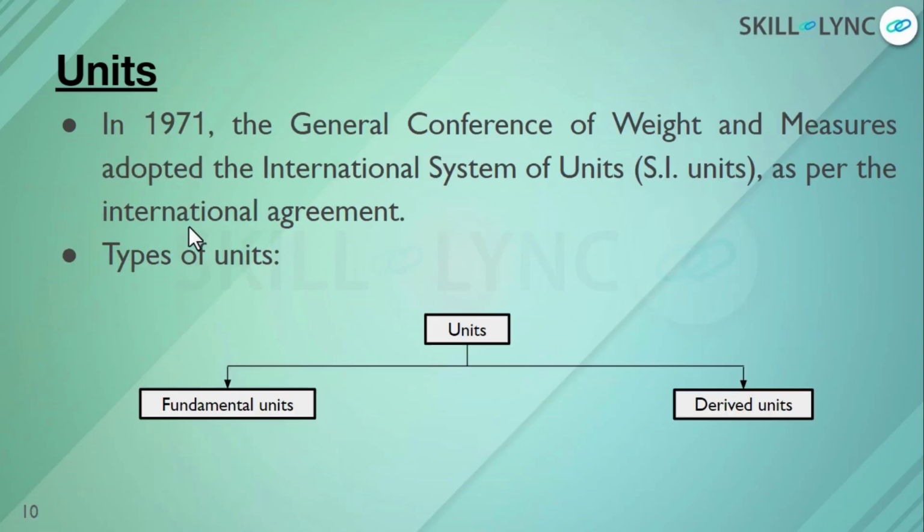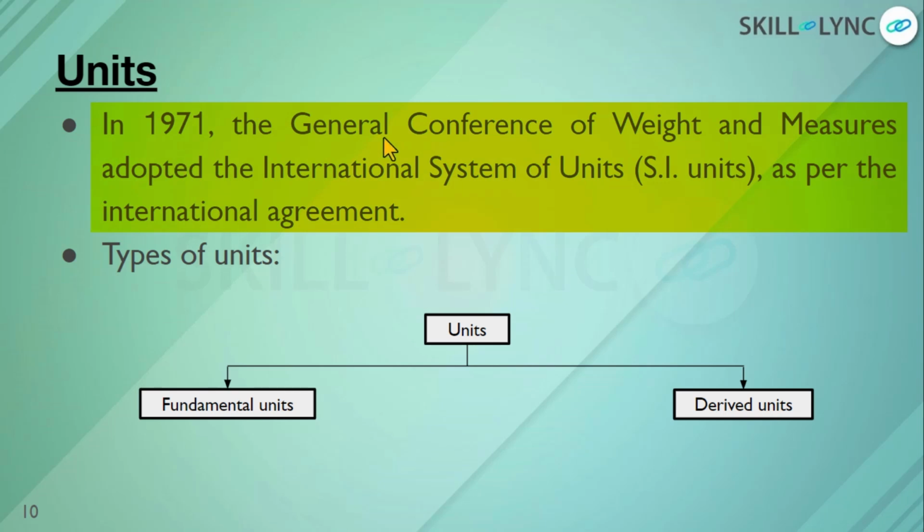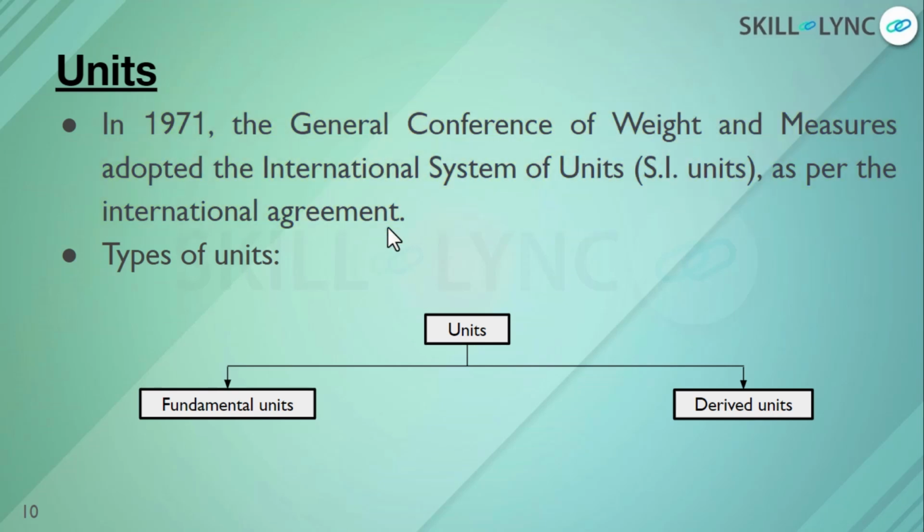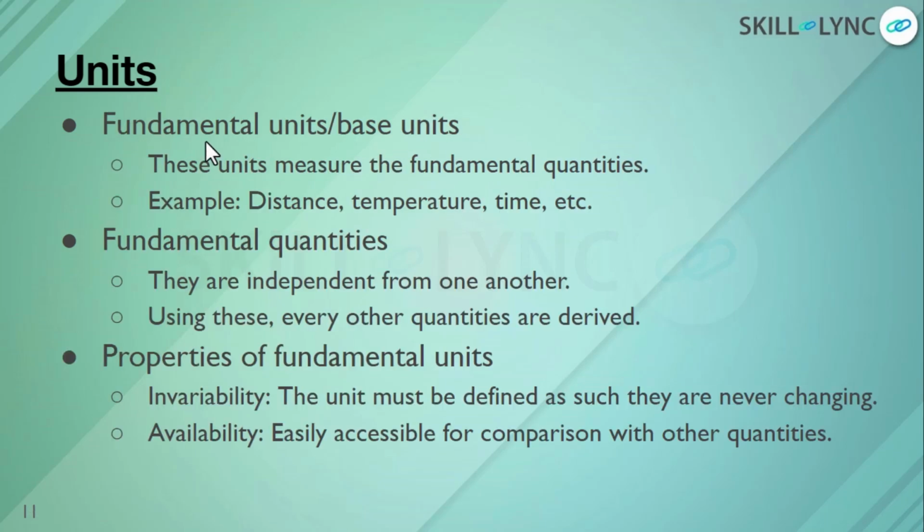Units are defined by the General Conference of Weights and Measures, adopted by the International System of Units, that is SI units. This has been done on an international agreement and it was finalized in 1971. Basically, there are two types of units: fundamental units and derived units. Further, we are going to elaborate on this.